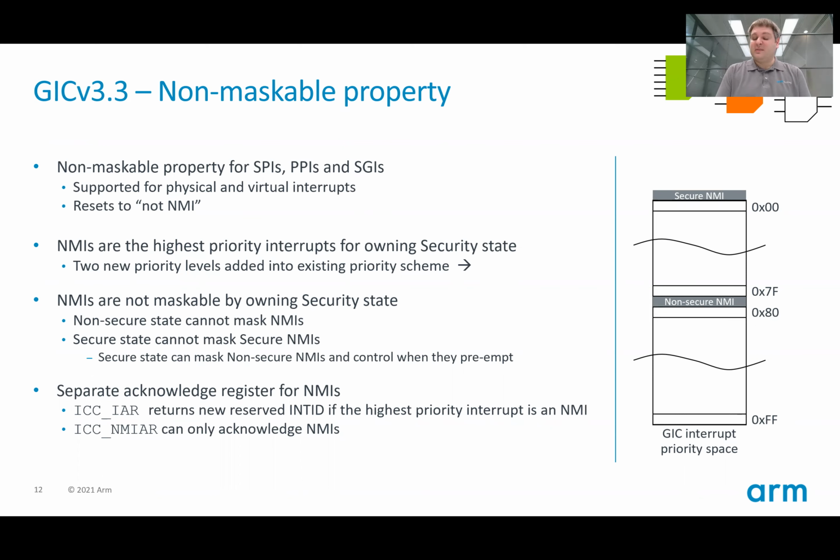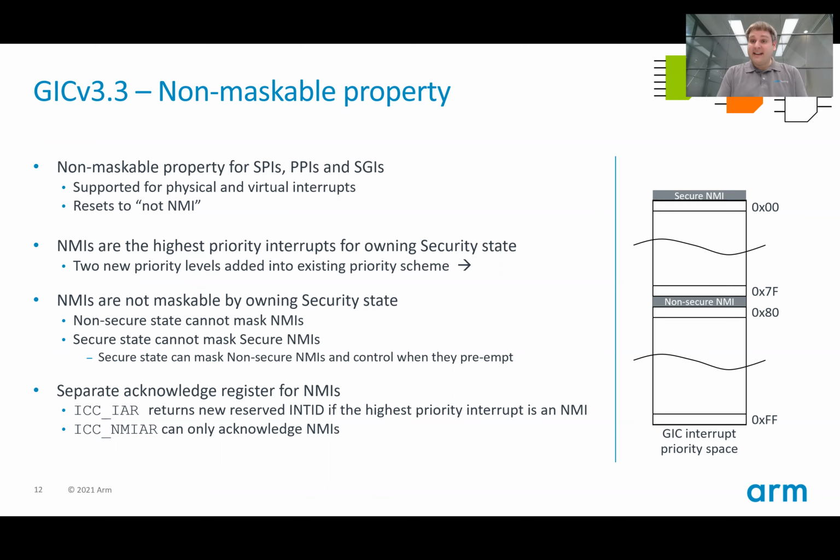A non-secure NMI becomes the highest non-secure interrupt in our priority scheme. We also changed slightly the way you acknowledge an interrupt in an interrupt handler, again, based on feedback from developers. They wanted to be sure that they could always guarantee to only get an NMI or guarantee not to get an NMI, depending on which interface they spoke to. So we now have 2 acknowledge registers.